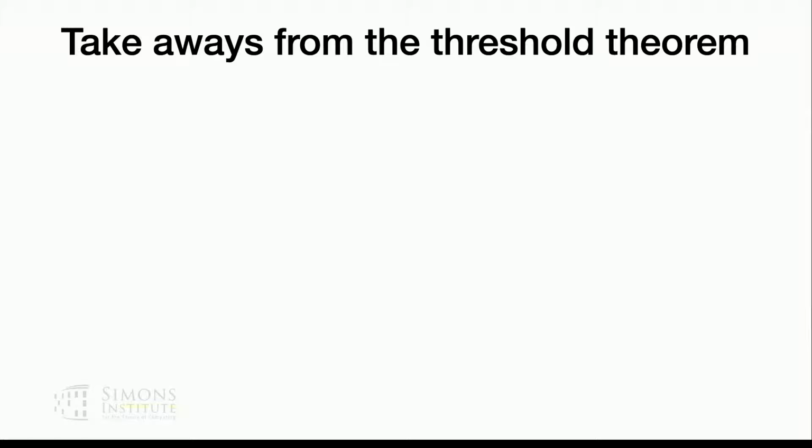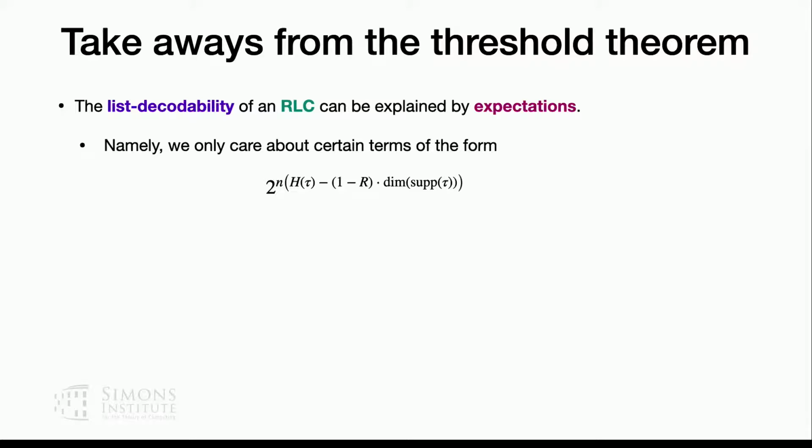So we proved this threshold theorem, and what are the takeaways so far? The list decodability of random linear codes can be explained by expectations. This expectation method that we've shown, when we allow ourselves to multiply, not just consider the bad distributions tau themselves, but also these tau b's, is a complete method. Anything about the decodability of random linear codes can be explained if I just tell you the expectations of the tau and all the tau b's. You just need to know these terms basically.